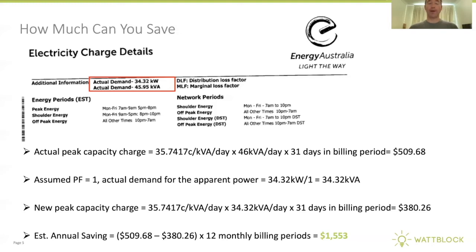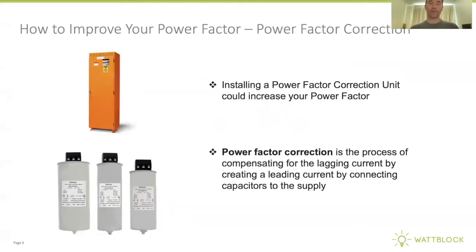Now, if we were to move this building up to power factor of 1, then we would move to an apparent power of 34.32 kVA. And the new peak capacity charge would be calculated to be $380.26 per month. So if we multiply the difference between those two amounts by 12 months of the year, we'll save $1,553. So you can improve your power factor by installing a power factor correction unit.